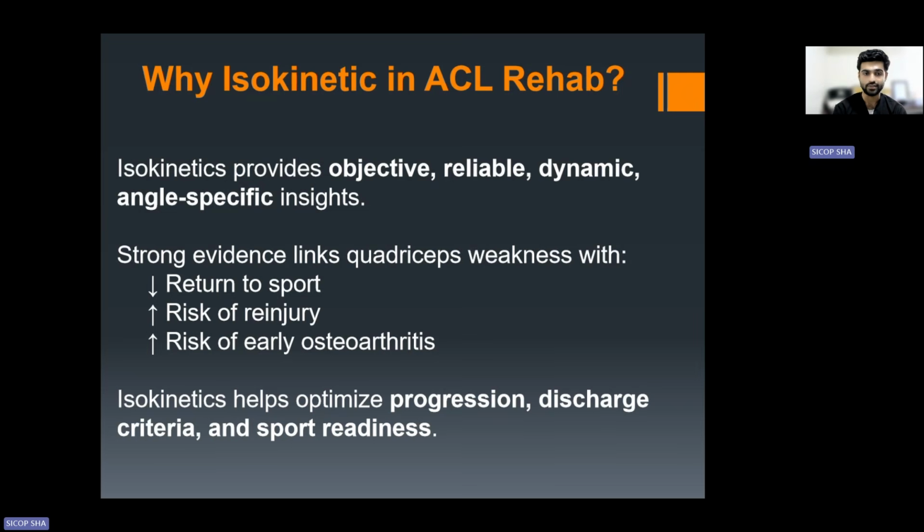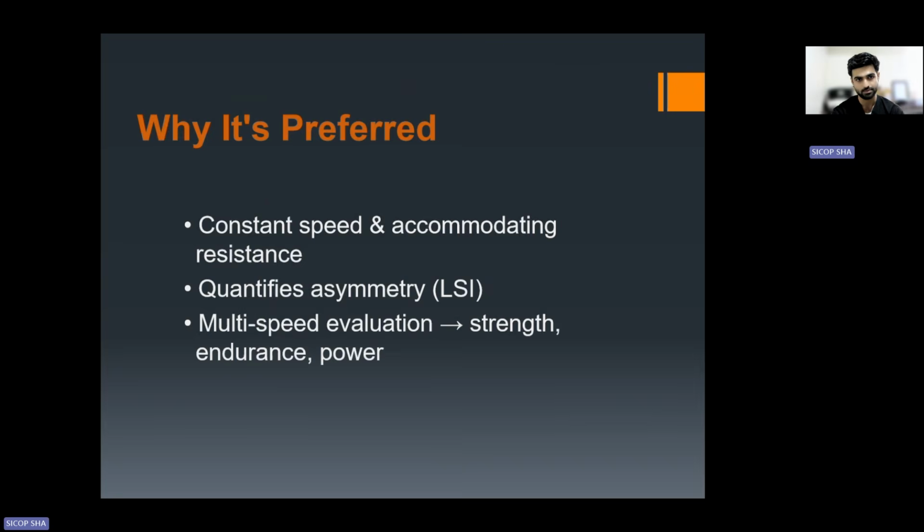Now, isokinetic training or isokinetic testing helps optimize the progression because we can get real-time objective data. We can directly see real data, exactly how much strength is actually decreased. So we can give an optimum progression. Discharge criteria will be easier. We can have criteria-based rehabilitation with this isokinetic unit and sports readiness with accurate parameters. So this is why isokinetic is important in ACL rehabilitation.